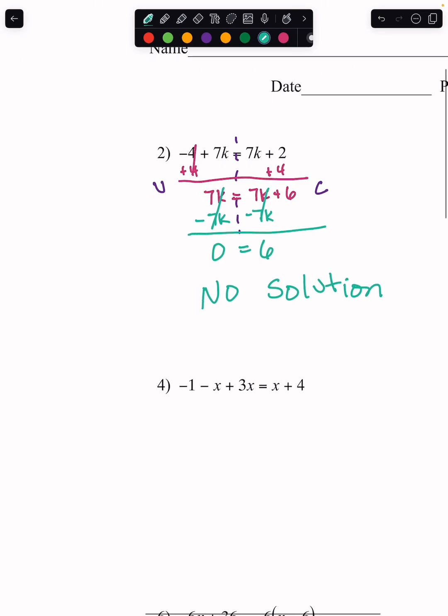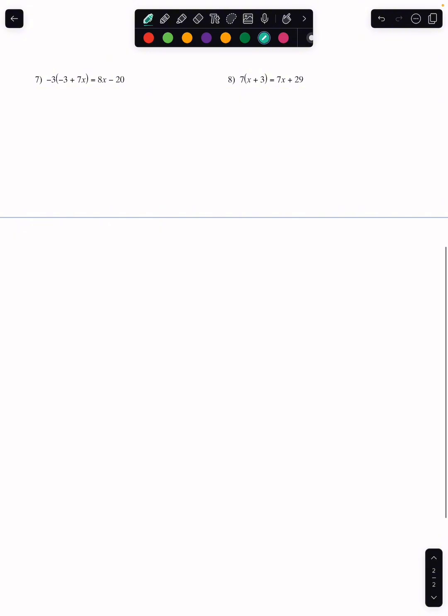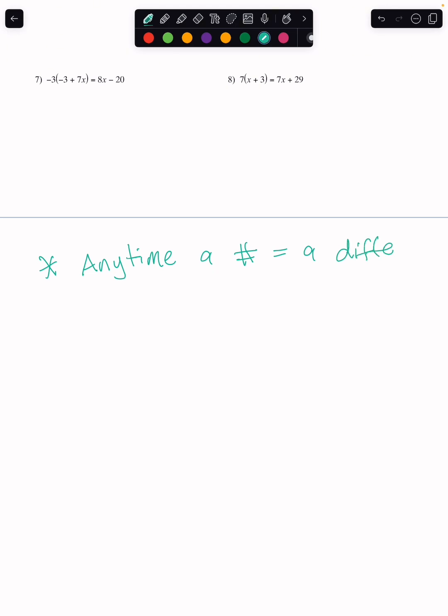So let's go to the bottom and jot down a really quick note. Anytime a number equals a different number, the answer is no solution.